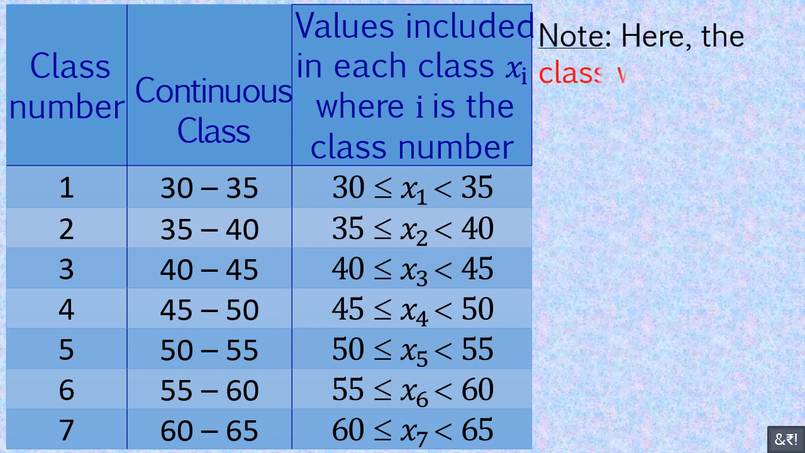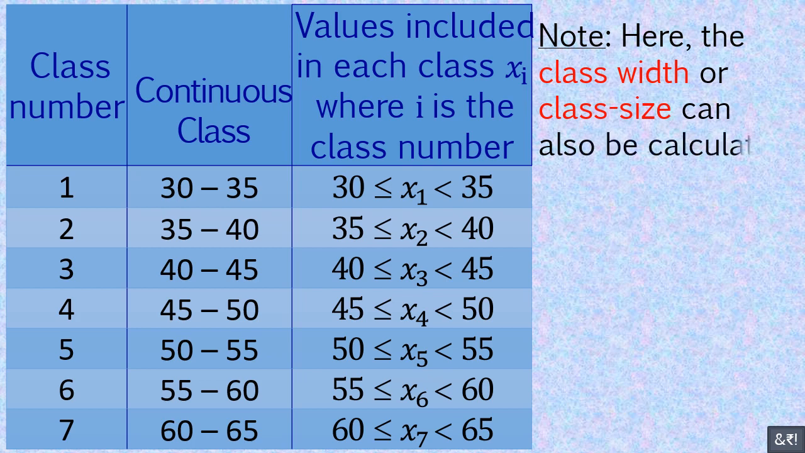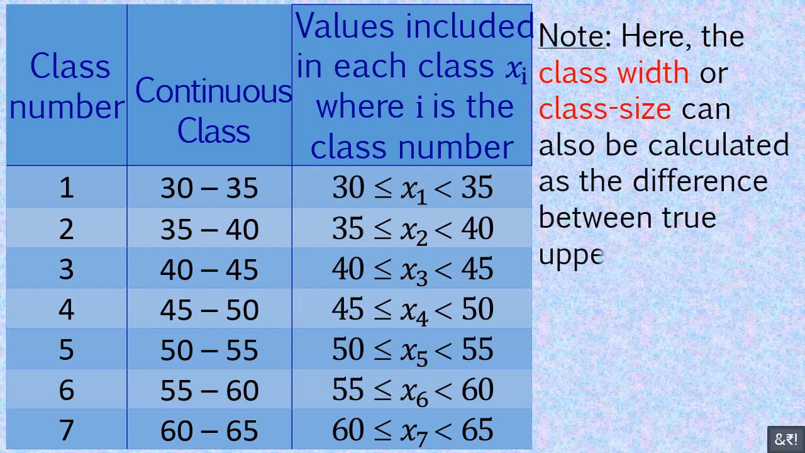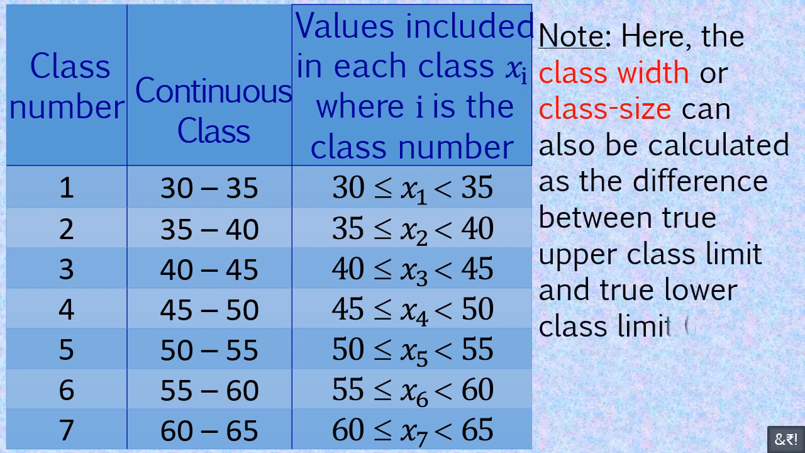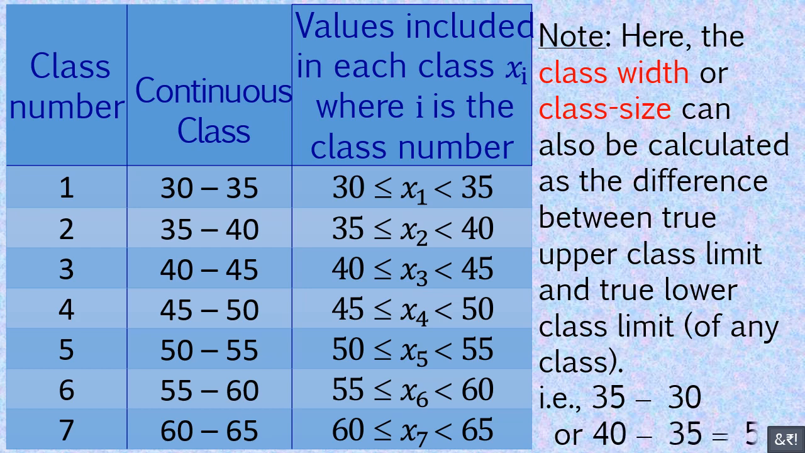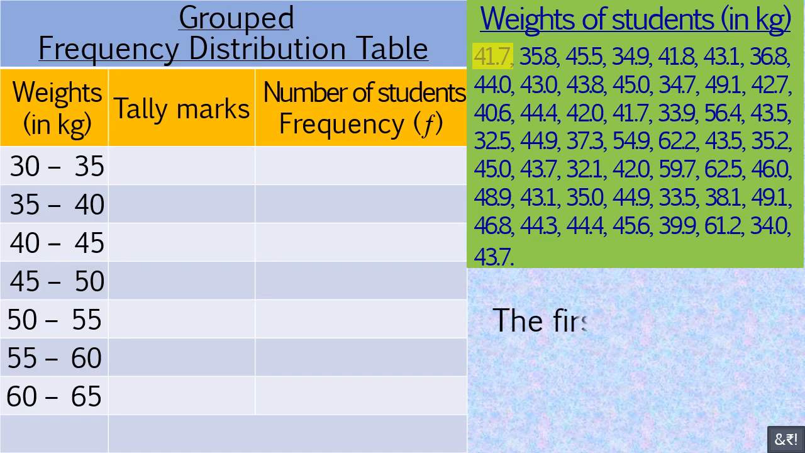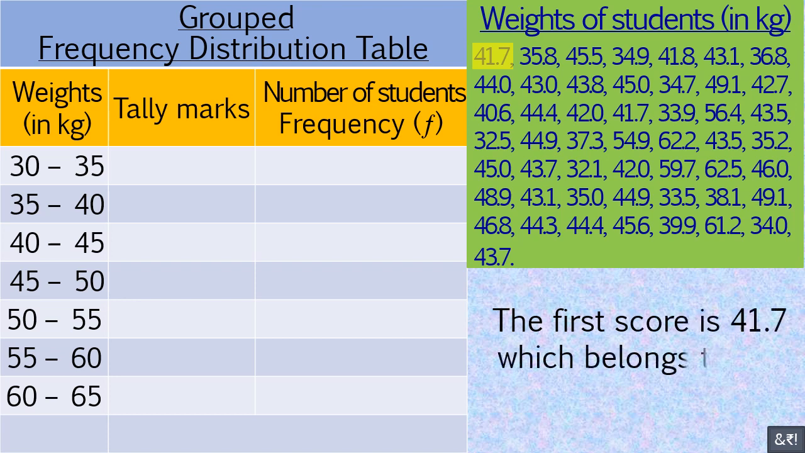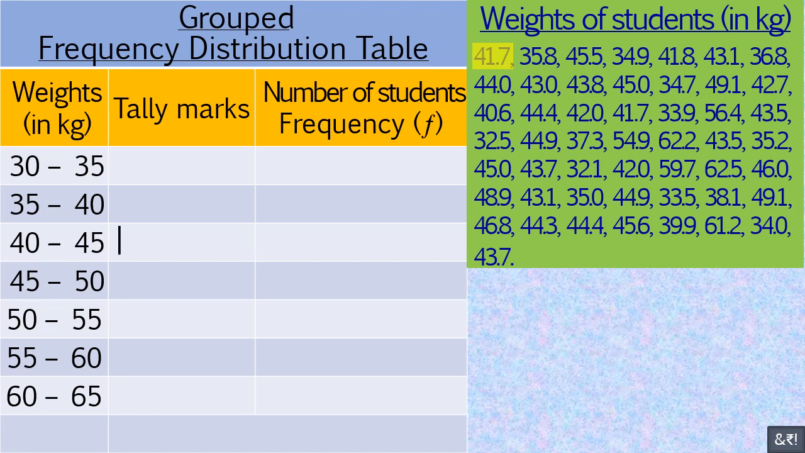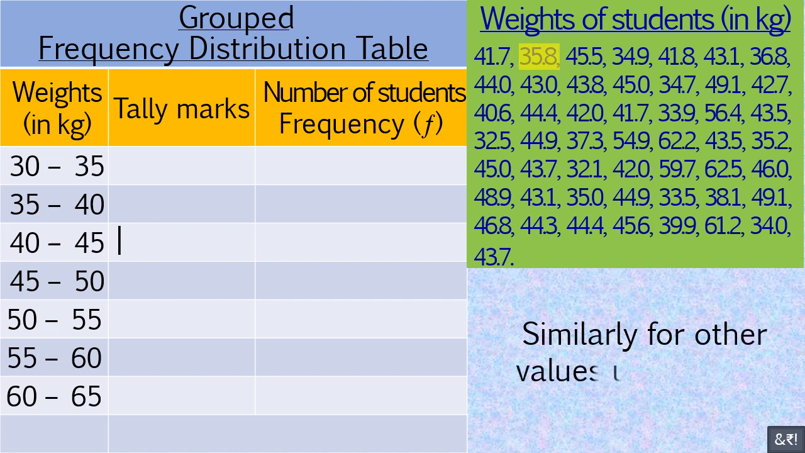Note, here, the class width or class size can also be calculated as the difference between true upper class limit and true lower class limit of any class. That is, 35 minus 30, or 40 minus 35 equals 5. Let us continue with our example. The first score is 41.7, which belongs to the class 40 to 45. Similarly for other values up to 43.8.